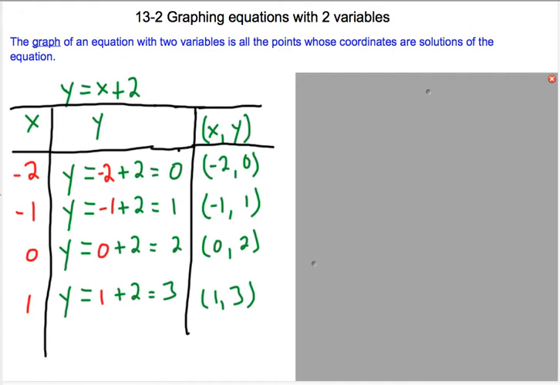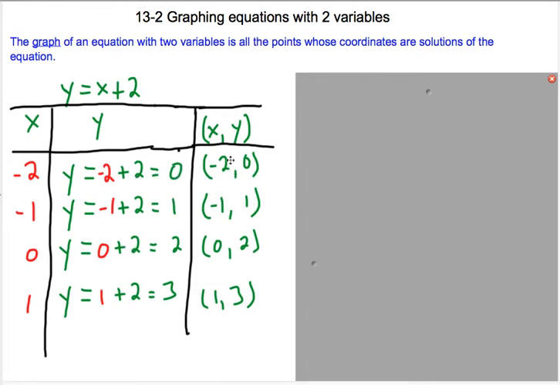Hello, in this video we're going to learn about graphing equations with two variables. The graph of an equation with two variables is all the points whose coordinates are solutions of the equation. So yesterday in class we were working on something like this, where we're given an equation and then we pick values for x, plug them into the equation, and then figure out what y would be.